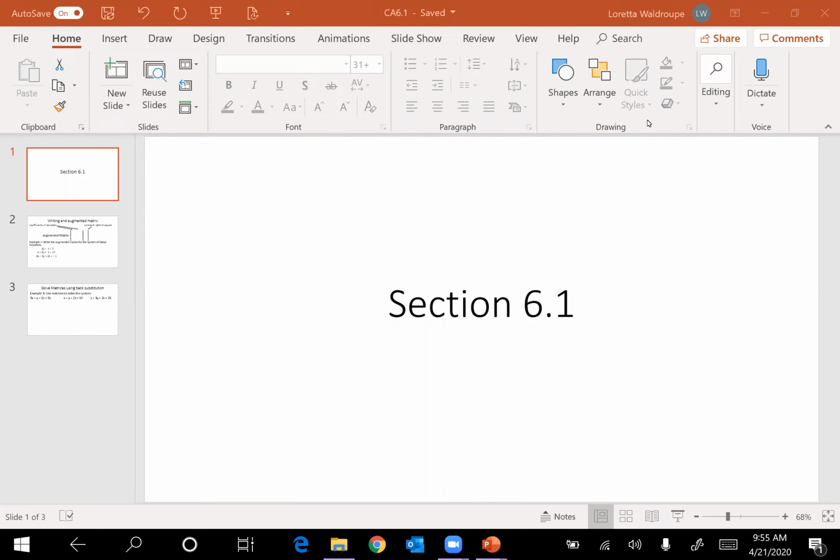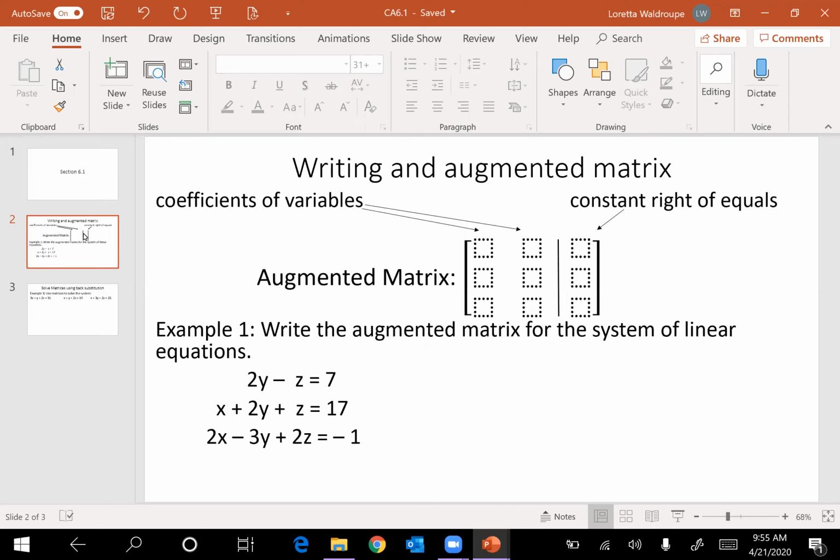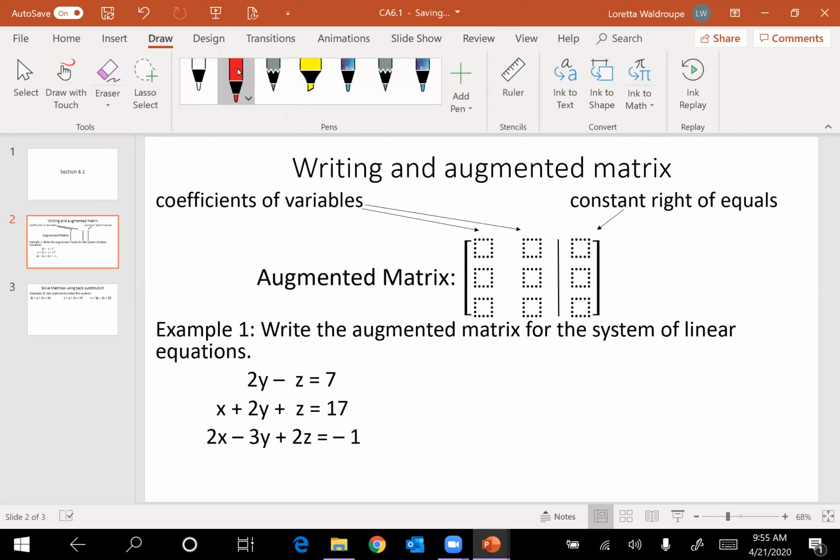Okay, guys, this is your lecture for section 6.1. When you're dealing with writing an augmented matrix, the first columns are your variables, and the last column is what it equals. These are the variable coefficients here, and this is what it equals.